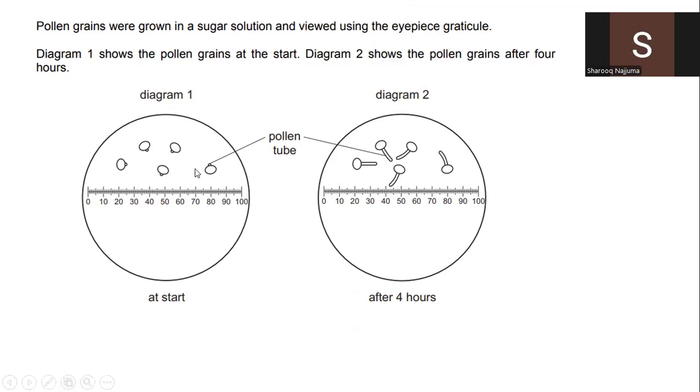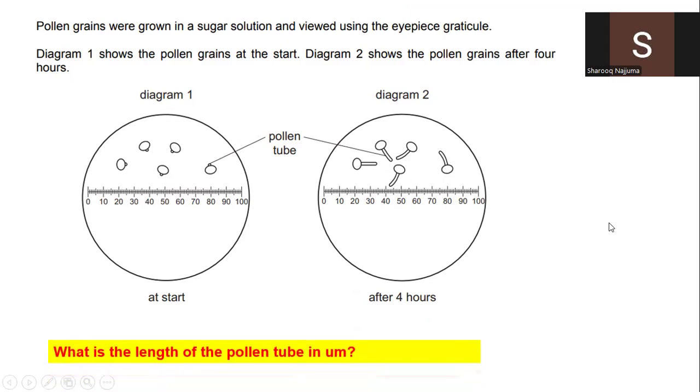So this is diagram 1 showing you pollen grains. Remember the tiny divisions, that is an eyepiece graticule. Then here, this is still an eyepiece graticule. So we have two situations, looking at pollen grains before growth of pollen tubes and after, but the growth of the pollen tubes took 4 hours. What is the question asking? What is the length of the pollen tube in micrometers? So which one is the pollen tube?